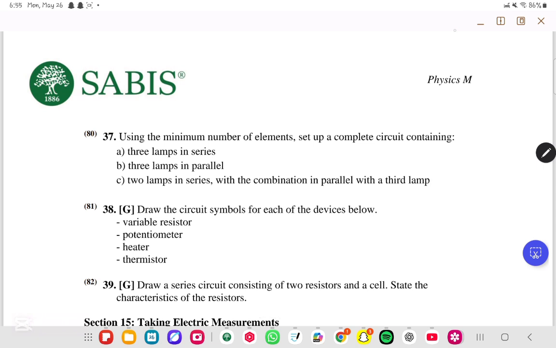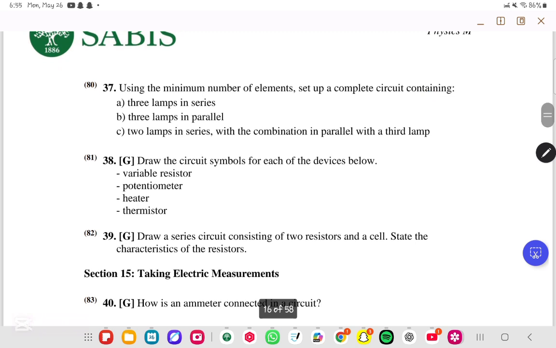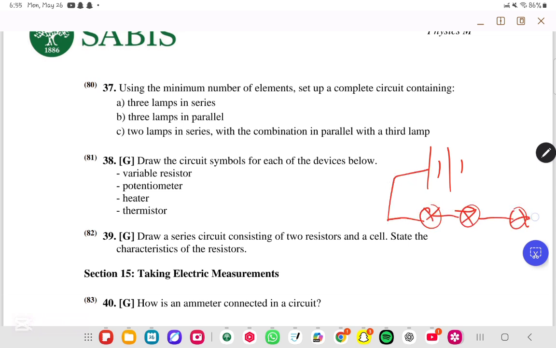Using the minimum number of elements, set up a complete circuit containing 3 lamps in series. So how would you draw 3 lamps in series? First of all, you're going to have the battery or the cell. Let's just say it's like this. And then you'll have 1 lamp, 2 lamps, 3 lamps. Okay, so that's part A.